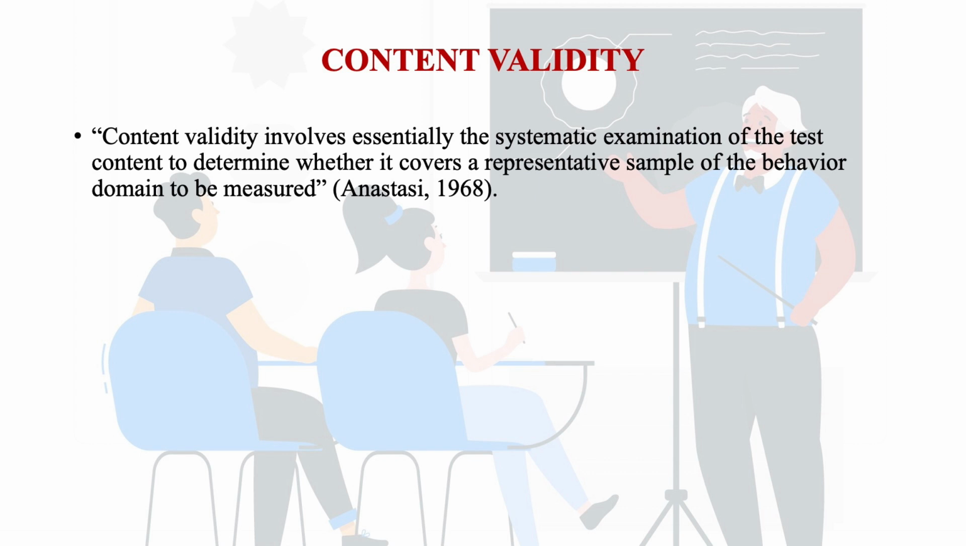And further, now let us try to understand the second method of establishing validity, that is content validity. As per Anastasi, 1968, content validity involves essentially the systematic examination of the test content to determine whether it covers a representative sample of the behavior domain to be measured. So here in content validity, what you have to do is a systematic examination of the test content.